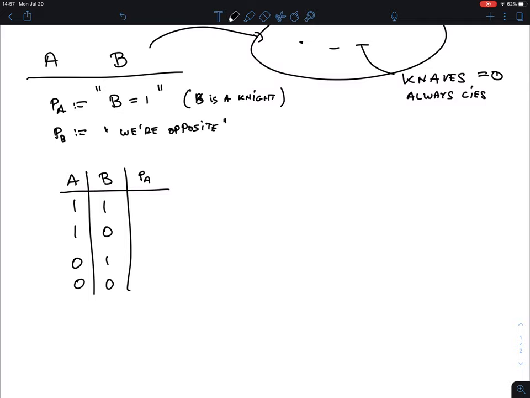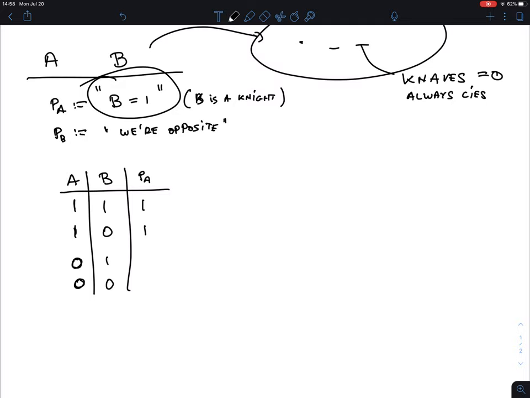Now, be careful. We don't know whether this statement is true or false. Remember, this is a statement. It could be true, it could be false. So let's see what are the possibilities here. When is this statement true? Well, exactly when A is a knight. So exactly when this is a 1 and 1, so 1, 1. And when is it false? Exactly when A is a knave, 0, 0.